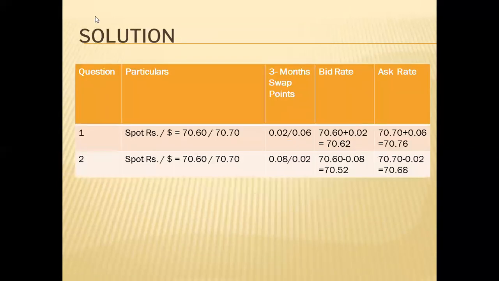Now we will come to the solution. Spot rate is given in the question, 70.60, 70.70. Three months swap points are given, 0.02 to 0.06. First illustration. If you see, they are in ascending order, increasing in nature. So what you will have to do, just take 70.60 in the calculator, add 0.02 to that 70.60. Bid side you will add to the bid rate, ask side you will add to the ask rate. So you will get the three months forward rate.